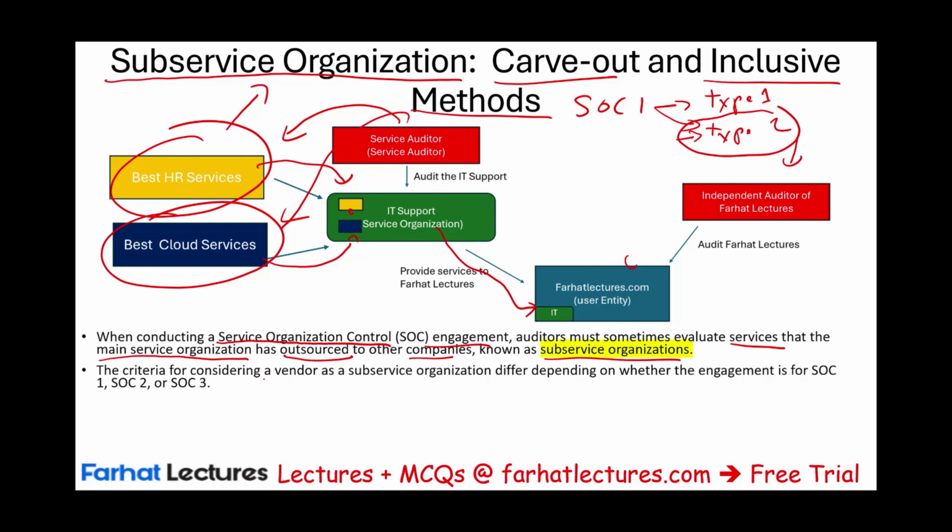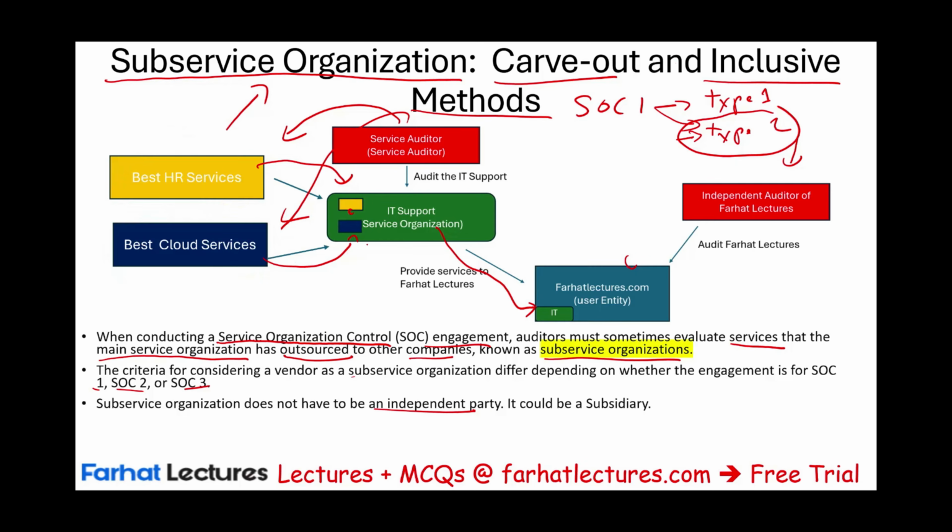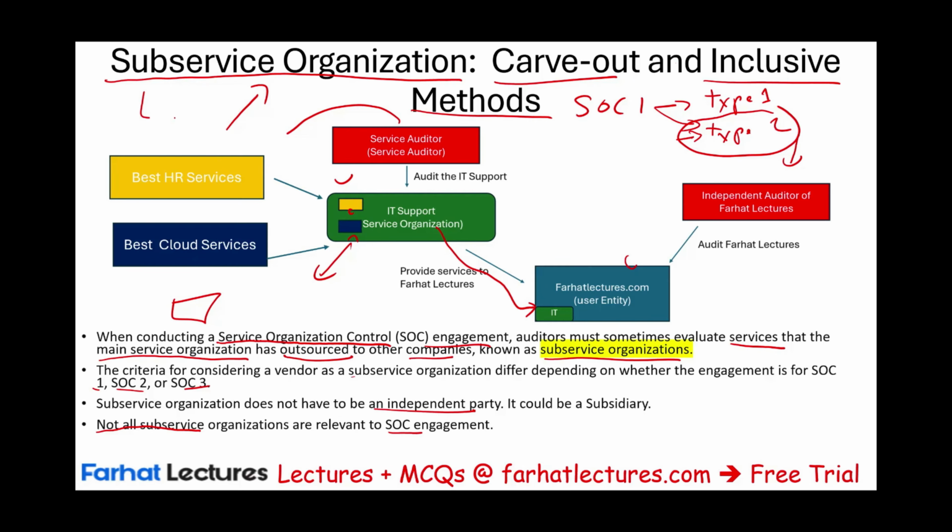The criteria for considering a vendor as a subservice organization differ depending on whether the engagement is a SOC 1, SOC 2, or SOC 3. A subservice organization does not have to be an independent company. It could be a subsidiary. For example, Best Cloud Services could be a subsidiary of Best IT Support. Nevertheless, it's a subservice organization. Now bear in mind, not all subservice organizations are relevant to a SOC engagement, because, for example, Best IT Support could have a third, a fourth, or many more. They may not all be relevant to the SOC engagement. I just want to let you know this because we're going to have to determine whether they are relevant or not.